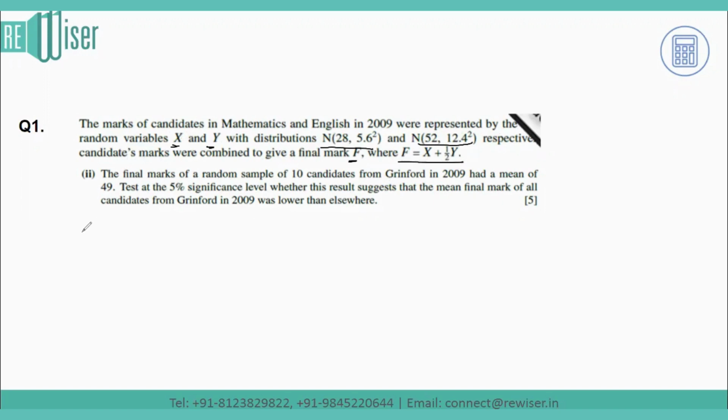So in that case, first we have to find the expected value of f, which is the same as the mean of f. If we apply the formula, that gives us the expected value of x plus half the expected value of y. As we know, the expected value is nothing but the mean. So the expected value of x is 28, plus half of the expected value of y, which is 52. So we cancel this, this is 26. So the expected value of f is 54.